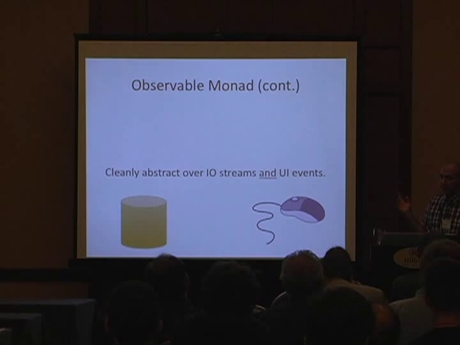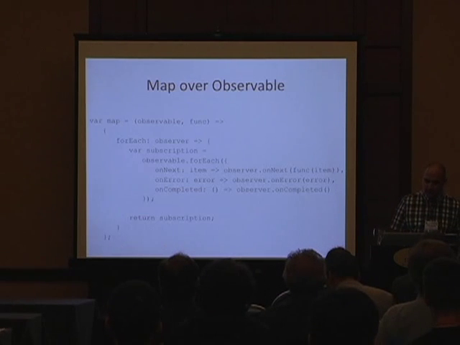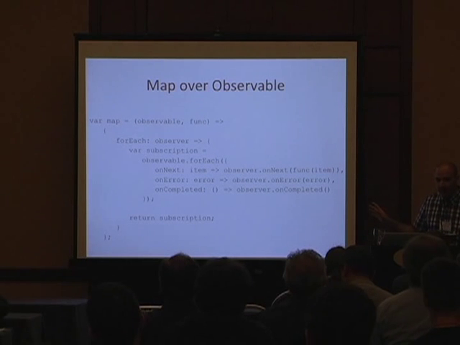So as I said earlier, cleanly abstract over I/O streams and UI events. So just to demonstrate why this type's so powerful, I'll demonstrate the map function here. I want you to look at how map is defined and notice that there's actually 3 types of composition going on at the same time.